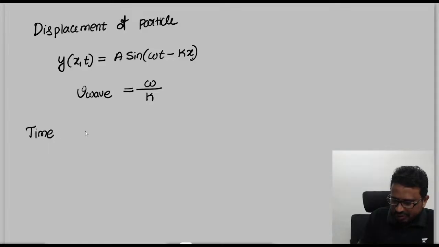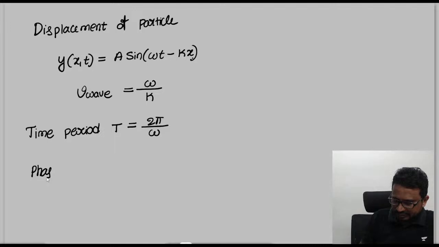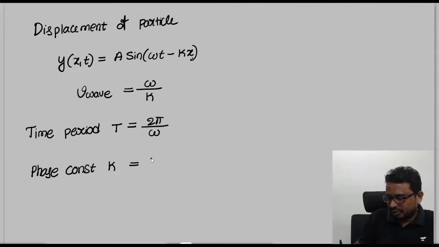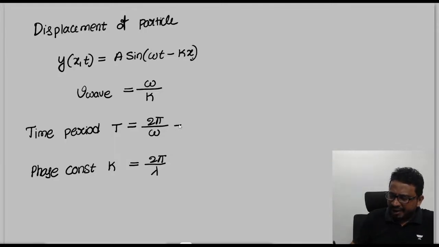And time period means what, tell me? We know the formula basically: time period T is equal to 2 pi by omega, where this k is called the wave number or phase constant, that is k equals 2 pi by lambda. Time period is also equal to 1 by frequency.